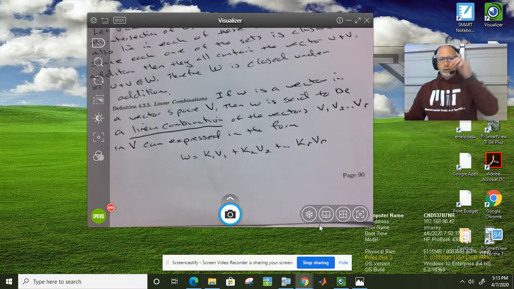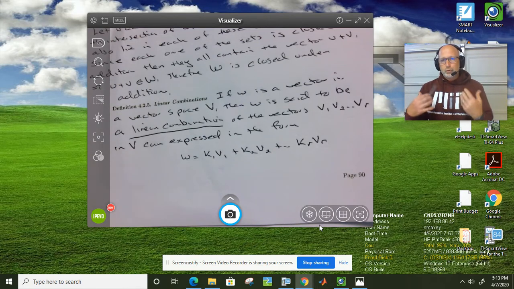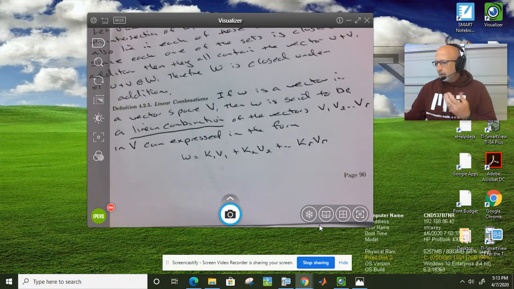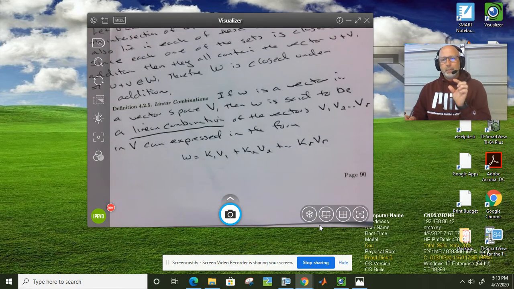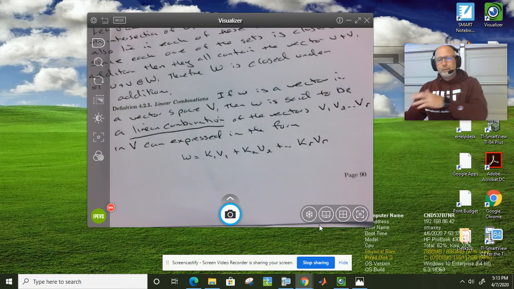So the key here is we have some vector W that we're actually able to construct using these other vectors. So the other vectors, V1, V2, V3, if we can take and multiply some constant by each one of those, add them together, and have it equal W, it's called a linear combination, okay? And so this is where K1, K2, all the way up to KR are simply scalars. Okay, and these are obviously called coefficients.